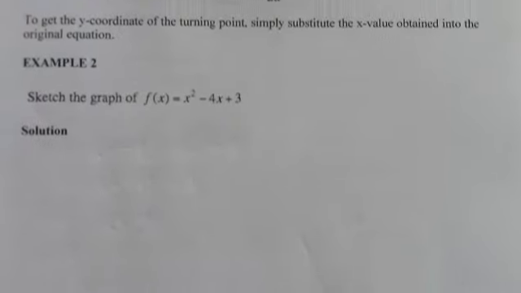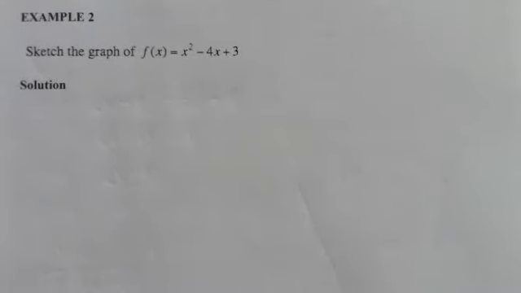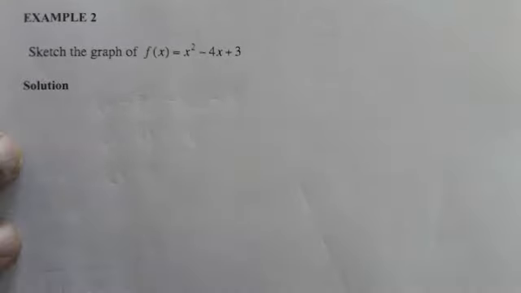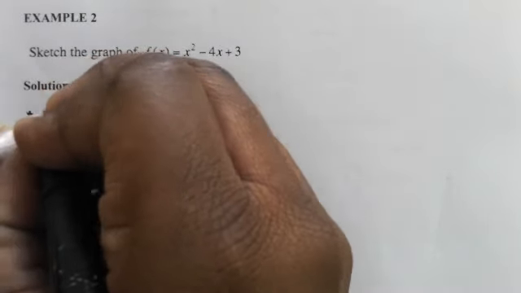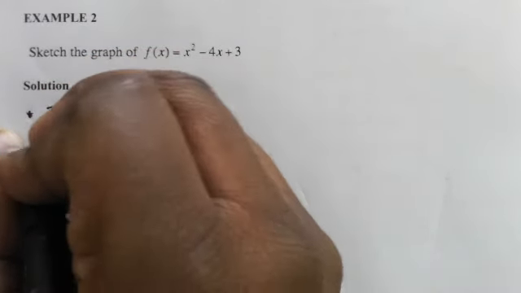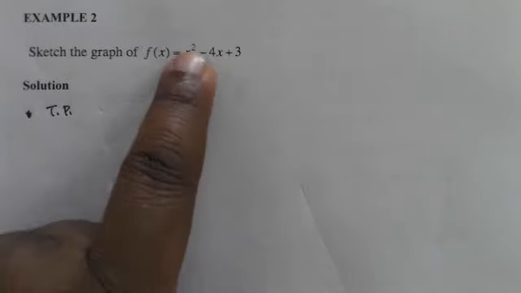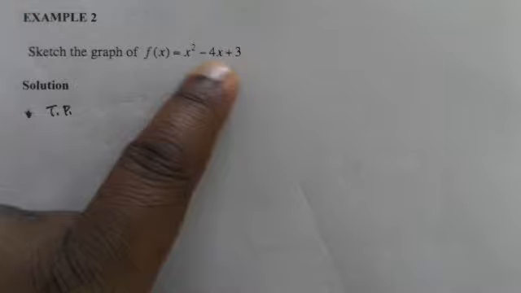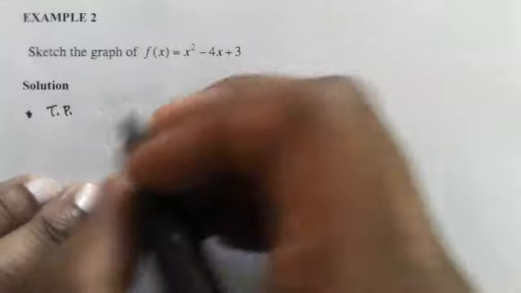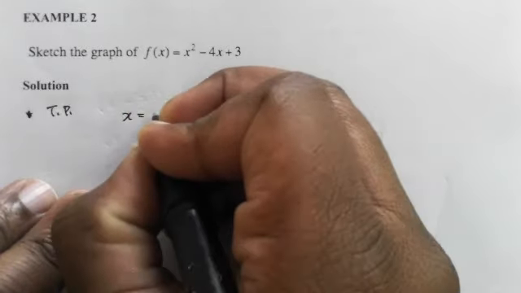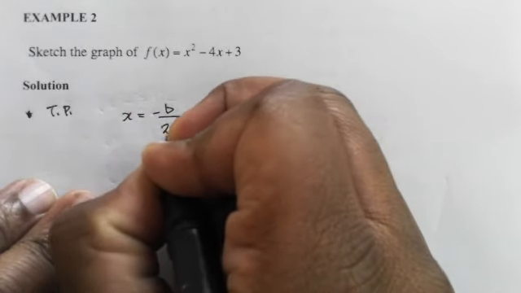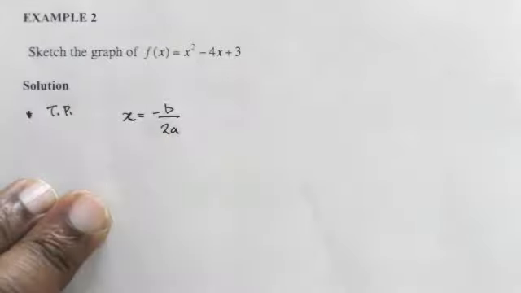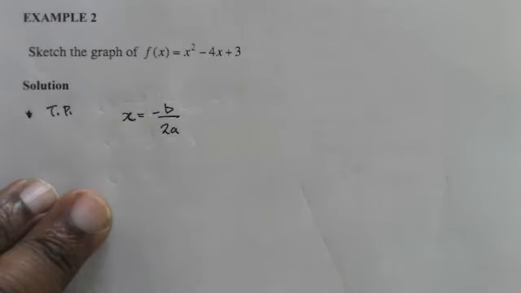Okay, so it's fine. So now we need to sketch that graph. What do we need to find? Obviously we need our turning point. When it's in this form, like a quadratic equation, to extract a turning point I'm just going to go back to my formula here: x equals negative b over 2a. Unfortunately, this formula is not there in your exam, so you must know it.